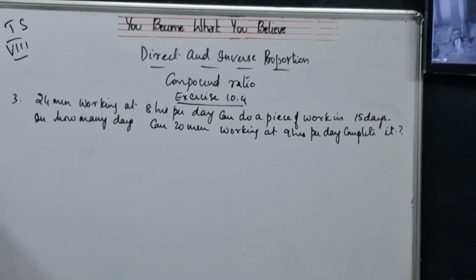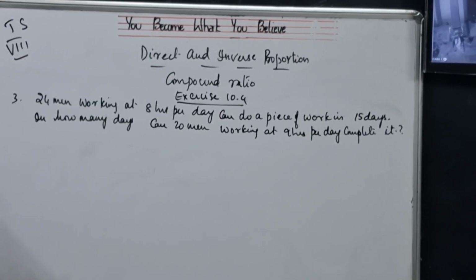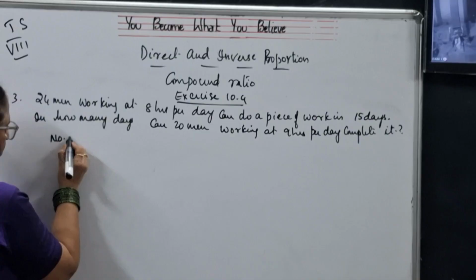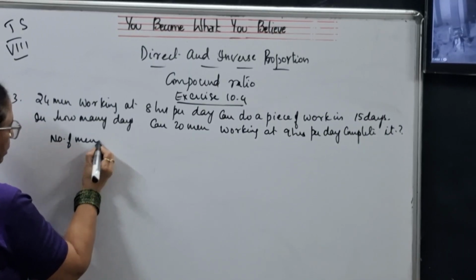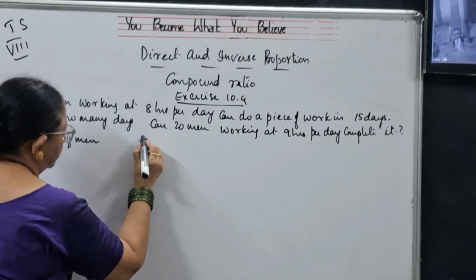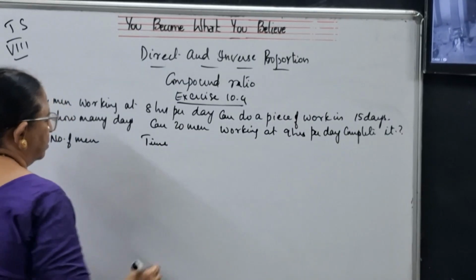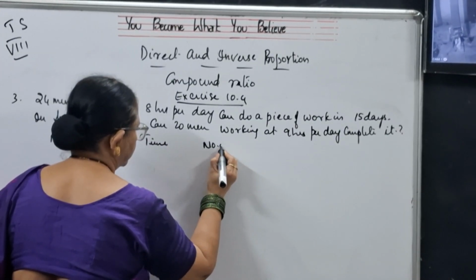Third problem. 24 men working at 8 hours per day can do a piece of work in 15 days. In how many days can 20 men working at 9 hours per day complete it? So here you have got number of men, time, working hours. Next, number of days.